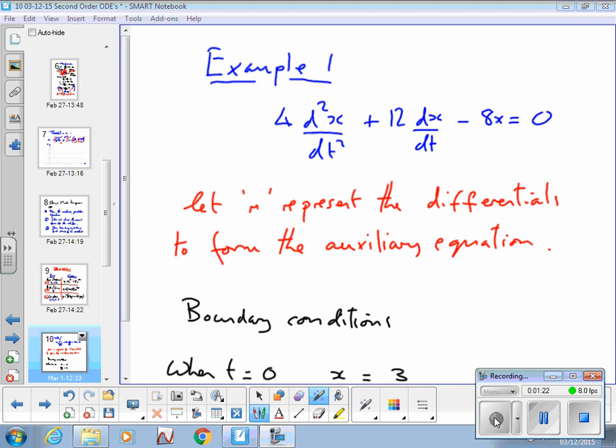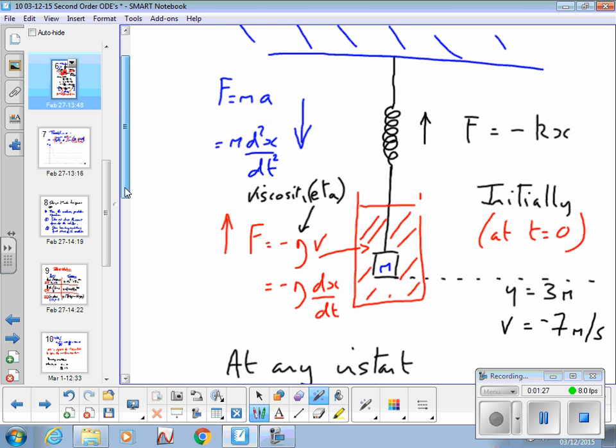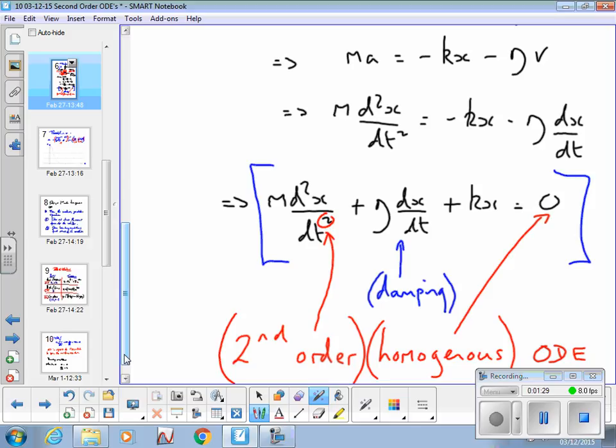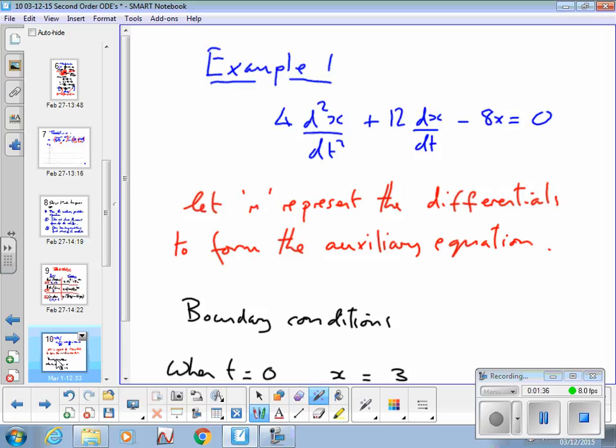Right. So it could be an example if we look back at the model we had where the mass was 4, eta is the term in front of the dx by dt. So in this particular example, eta is 12, and finally the last one is minus x, the spring constant's minus x. So we'll look at this as an example and see what solution we get.